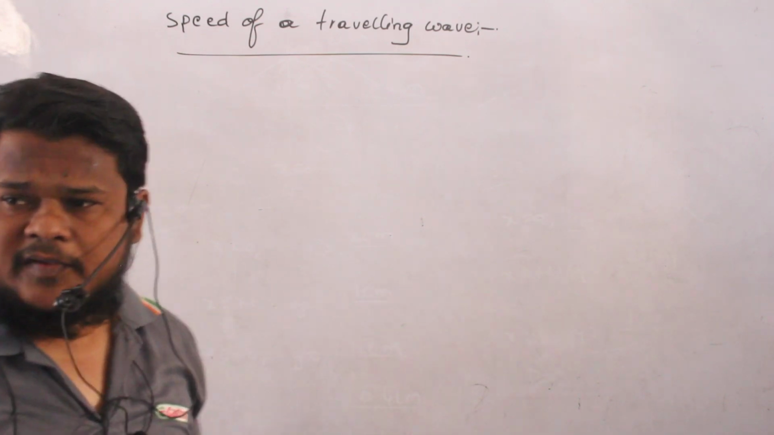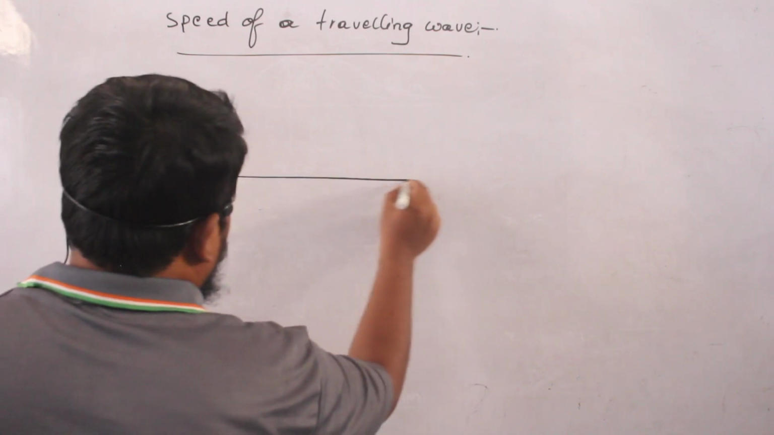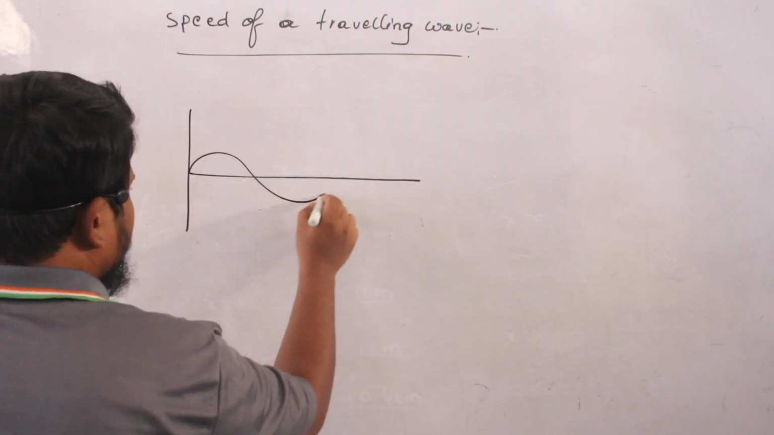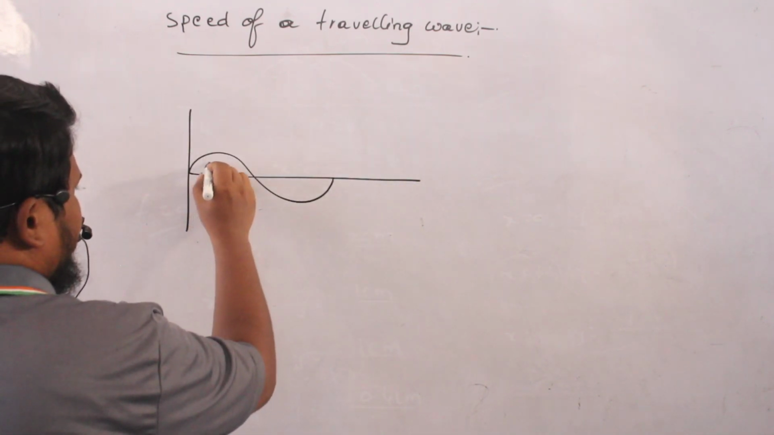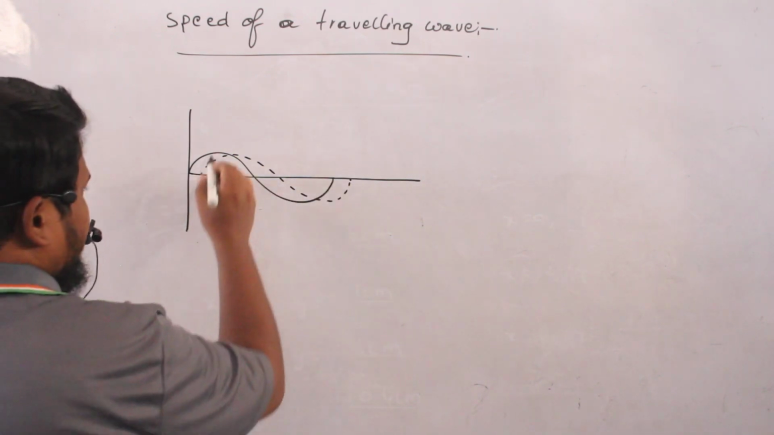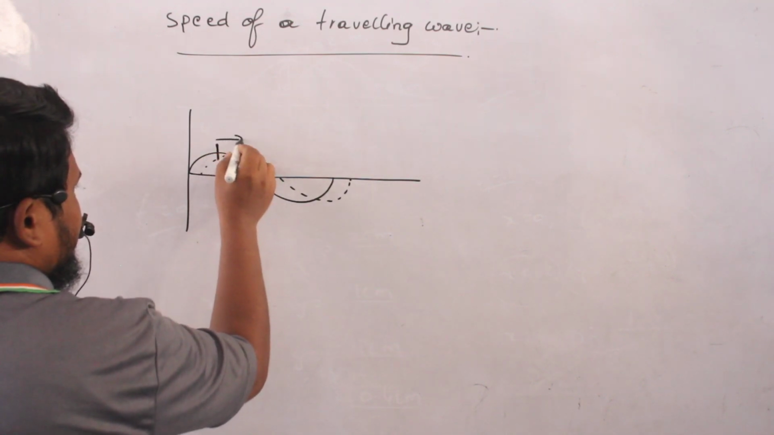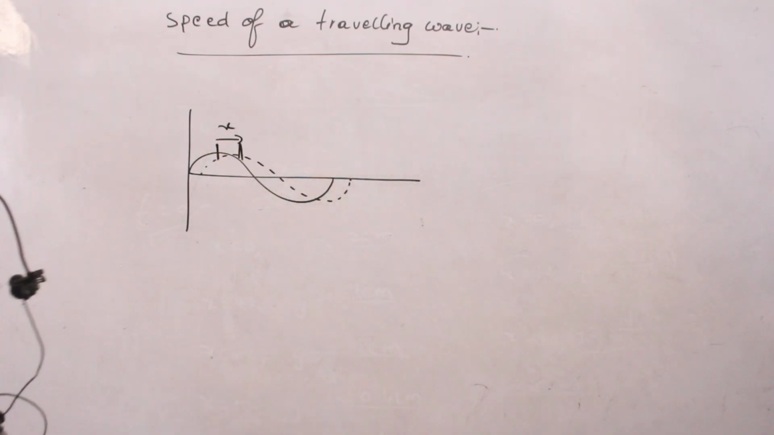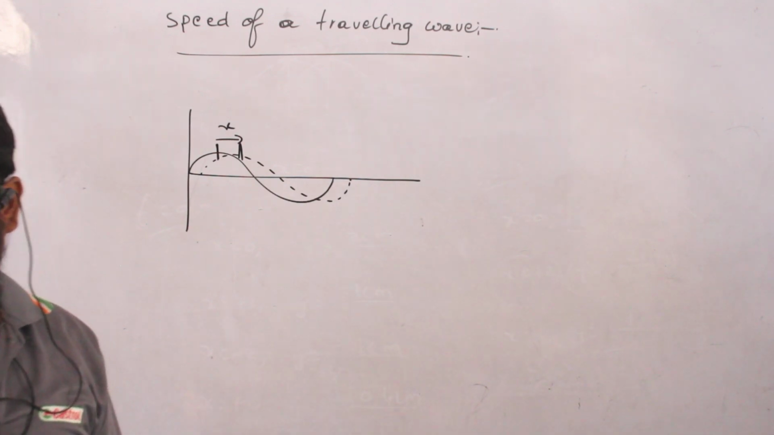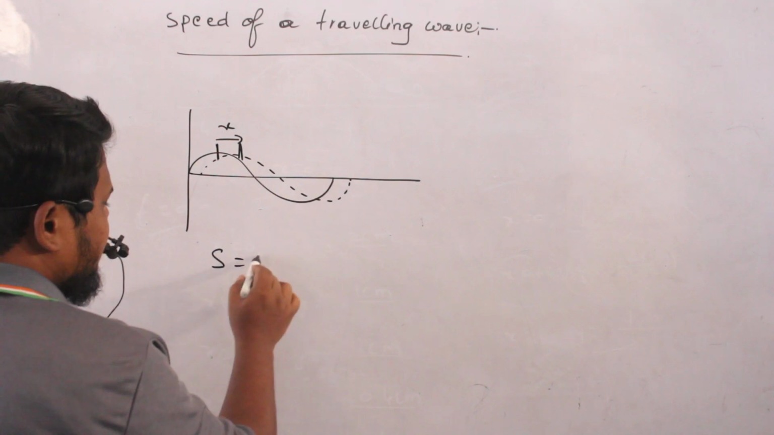Now let us study about the speed of a traveling wave. Consider this is a wave, then after some time the wave will travel forward. Let the displacement of the wave be x. So the wave has displaced by a small distance x here. Now, because the wave is traveling with uniform speed, what is the relation I can write?